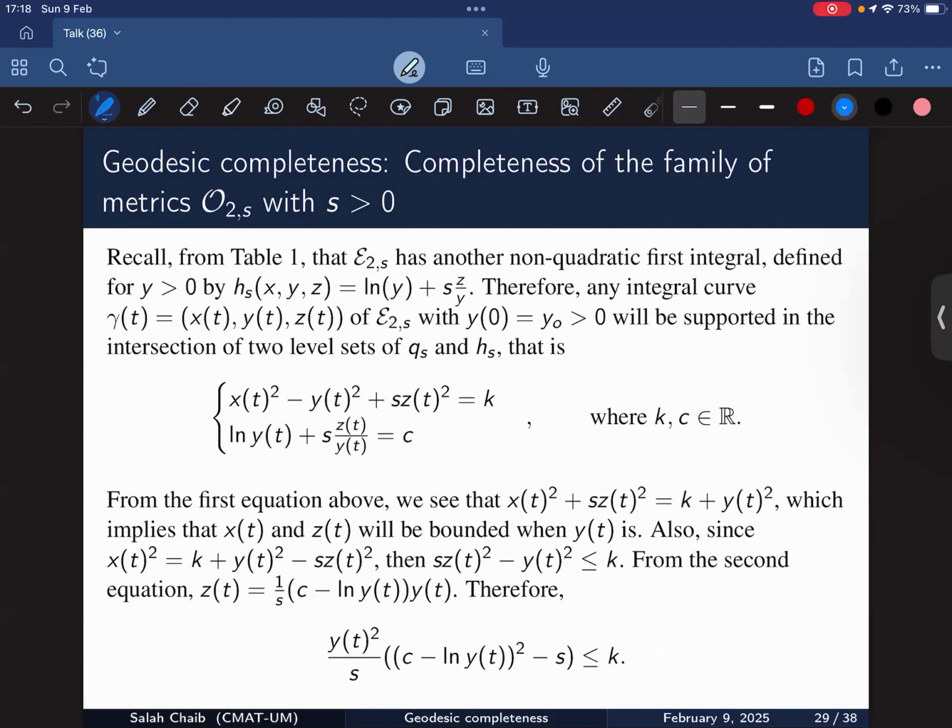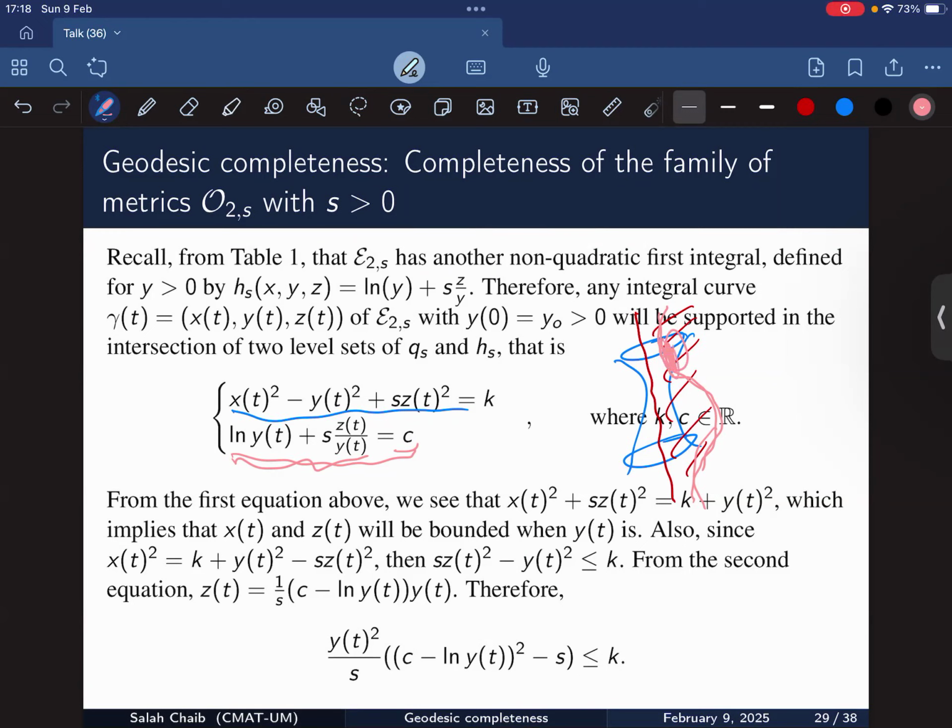So we have some pictures. For the energy k, for example, k is positive, it is something like this, and we suppose y is positive. It's some locus here, and we use this level set, this first integral equal to c. We get some surface like this. So what we are trying to prove is to show that the intersection is bounded.